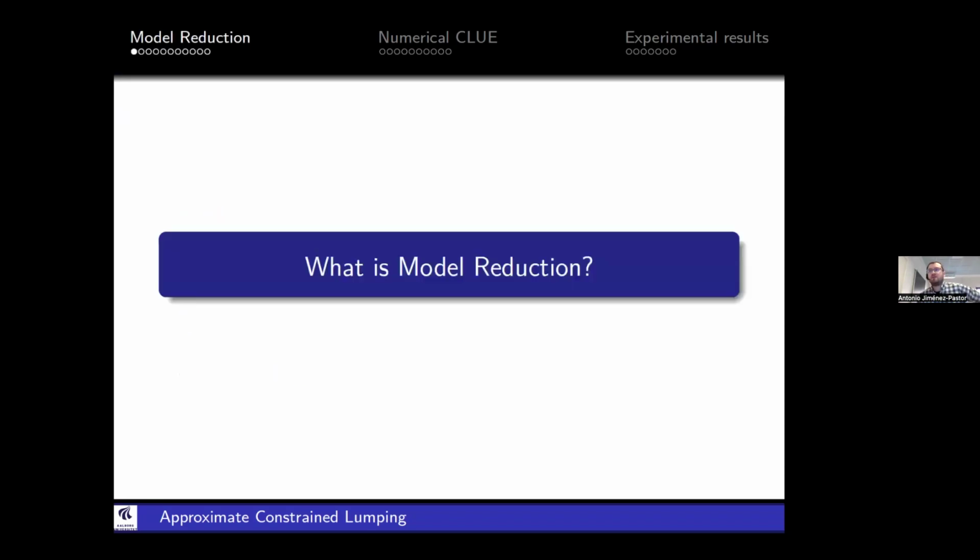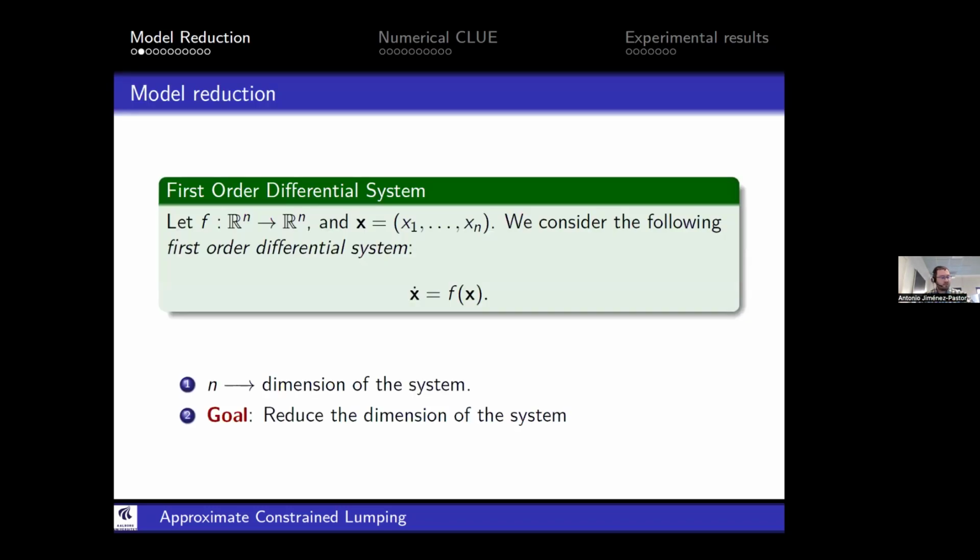So let's start with the first point, which is what model reduction, or lumping in this case, is. Let's define the setup of the whole problem. We are going to consider first order differential systems, where we have a function f that maps n variables to n values. The derivative of the variables is just the evaluation of this function at that point. One could see this as an autonomous system, but you can also have time-dependent functions here, just by adding a new variable and the corresponding equation.